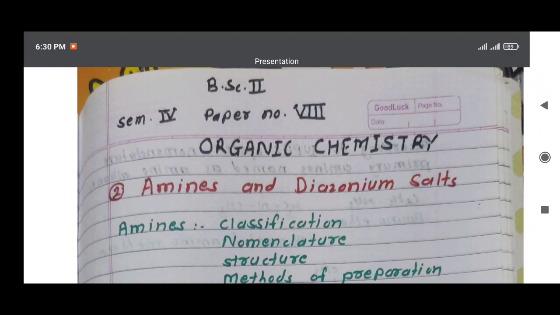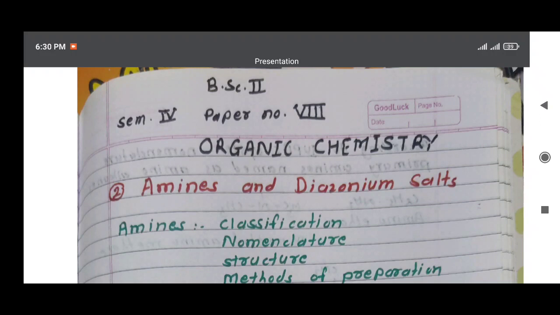Today I am discussing with you semester 4th paper number 8, organic chemistry. This paper contains 4 units. First unit is carboxylic acid and their derivatives. Unit number 2, amines and diazonium salts. Then unit number 3, carbonyl compounds, aldehydes and ketones. And last unit is stereochemistry. In your syllabus, the carbohydrate topic is deleted.